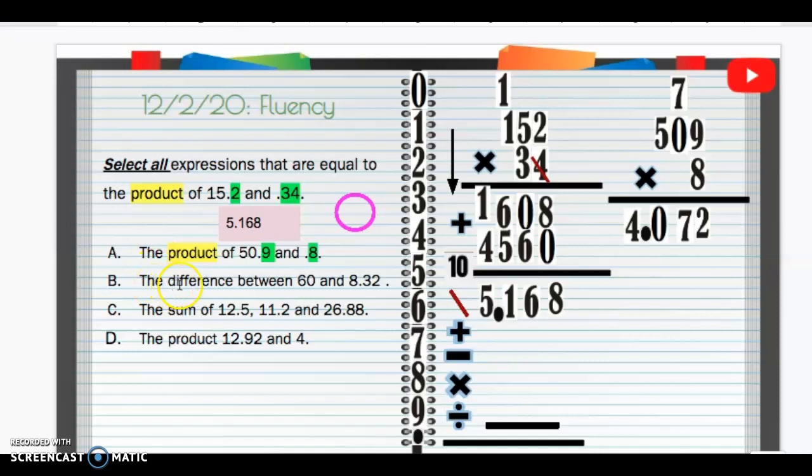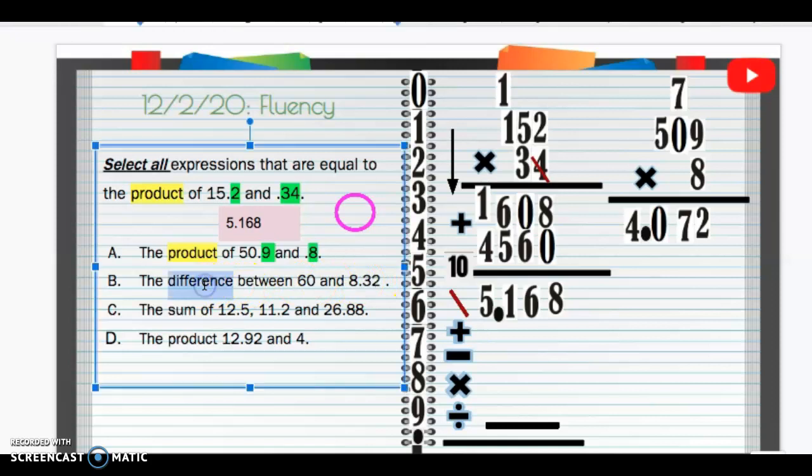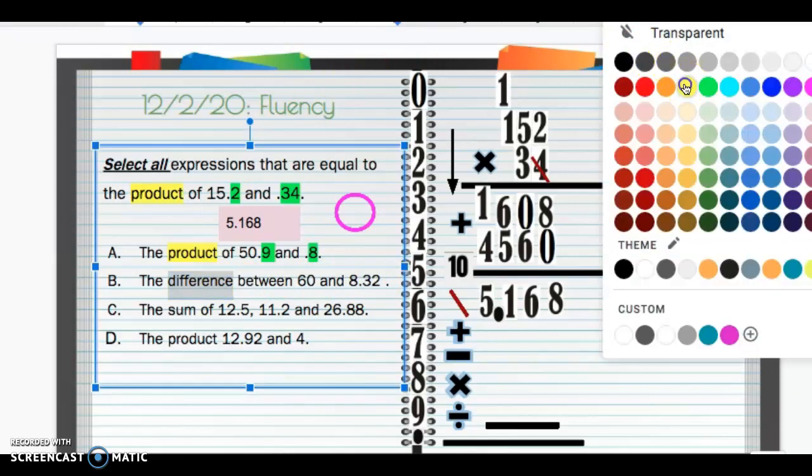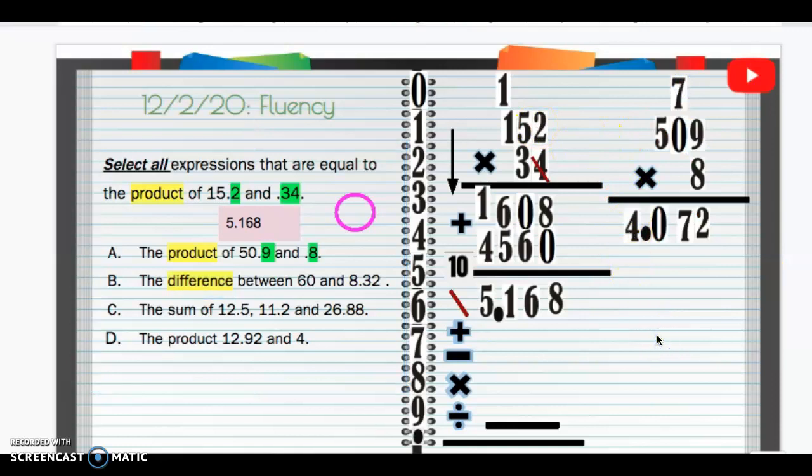Let's look at B. It says find the difference between 60 and 8 and 32 hundredths. So difference means we haven't done this in a while. It means we're subtracting. So we have 60. So we put our 6 and our 0. Okay, well, it's a whole number, so I know the decimal point goes after. So I put a 0 and another, and you're going to need more zeros, and I will have them there for you. Okay, then I have 8.32.